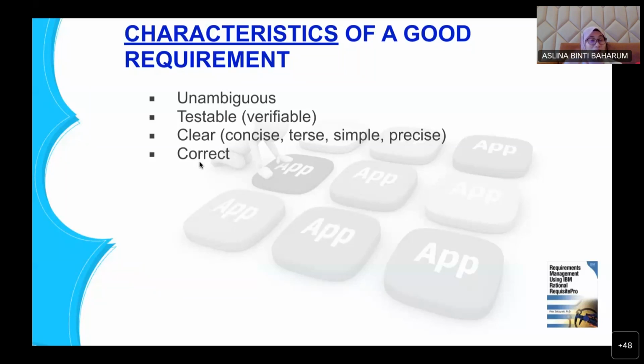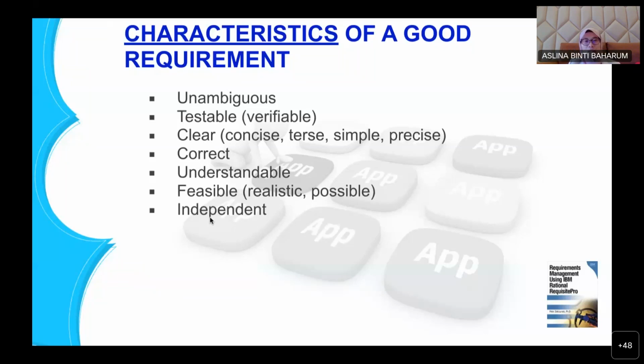Of course, this is abstract, right? Correct. Understandable: it should be in natural language so that normal users can understand the words used in the requirement. Feasible, realistic, and possible to be achieved. You propose features that are realistic and can be achieved. Independent: it should be independent. Independent in terms of what? What is an example of independent?